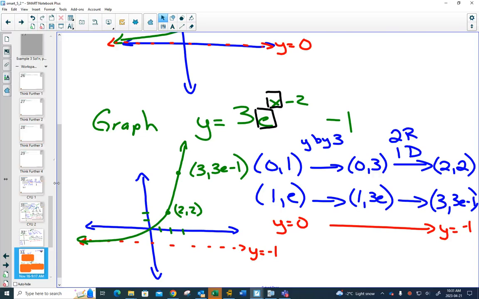But the shape and all the mathematics is the same. We're just doing it with a new number that's a little bit weird. I could get you to graph y equals pi to the x, which wouldn't be hard. You'd have (0, 1) and (1, pi).